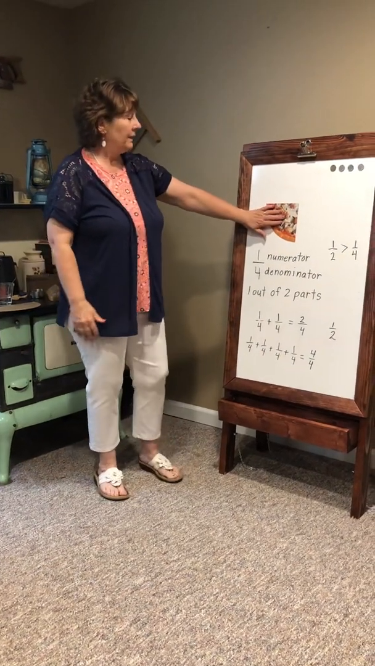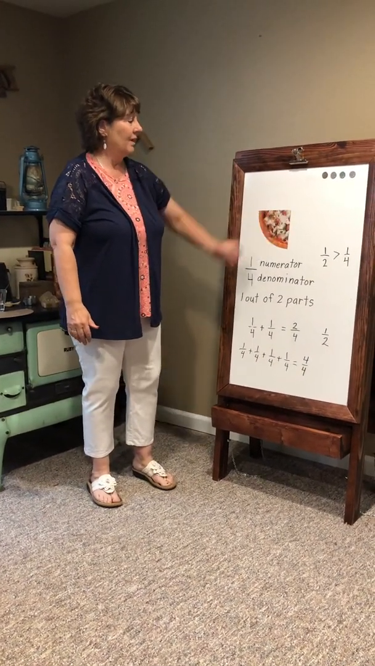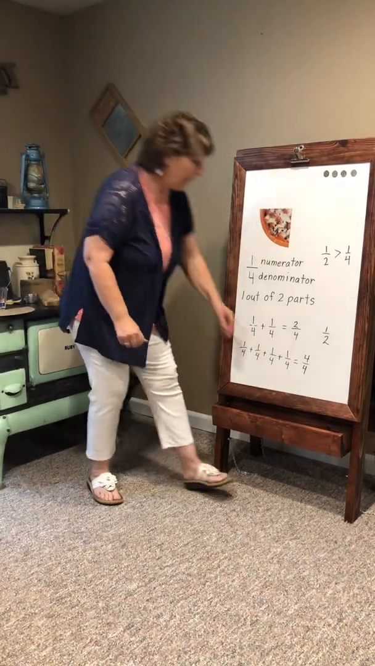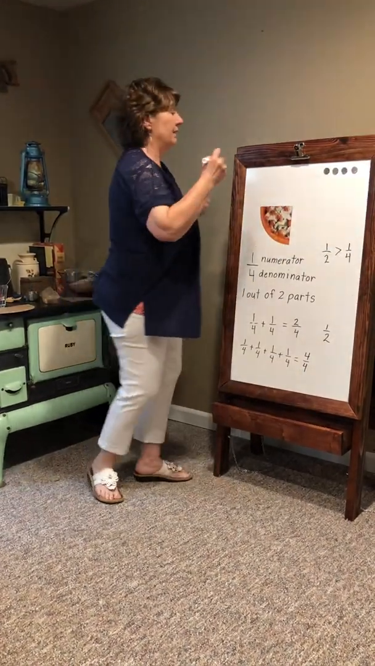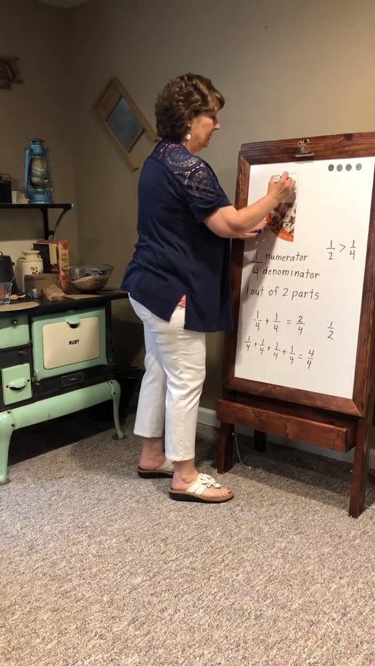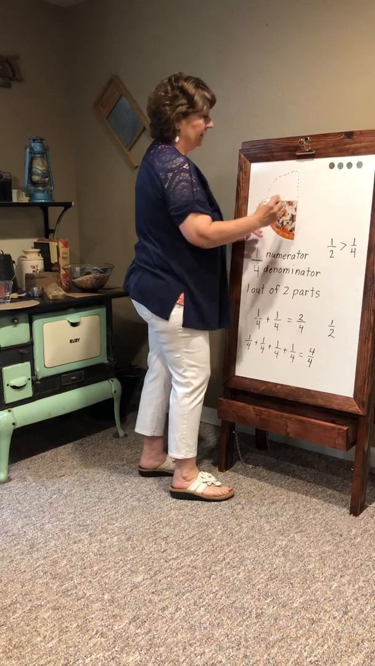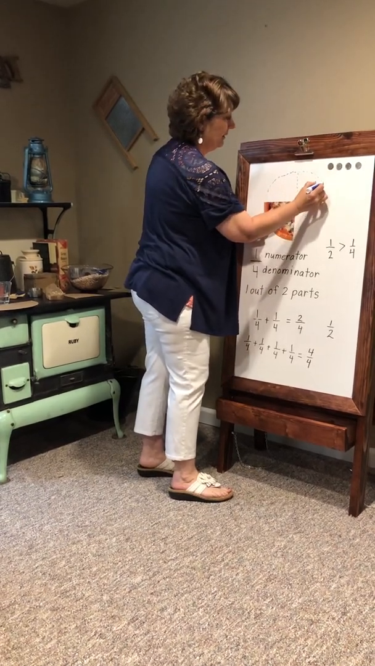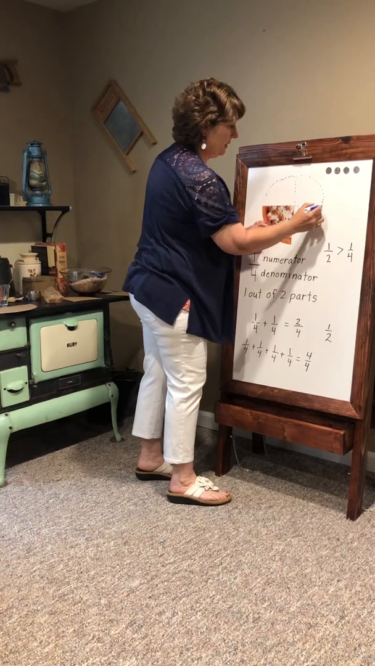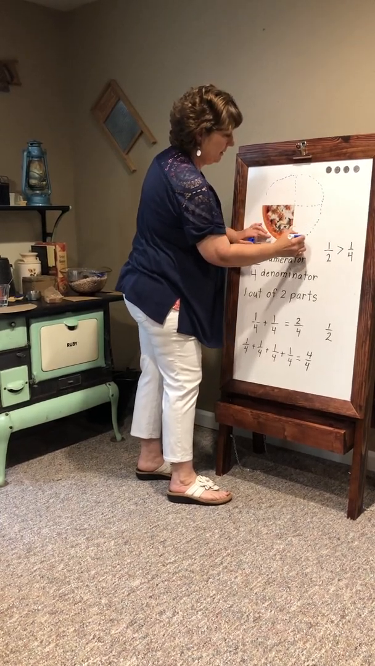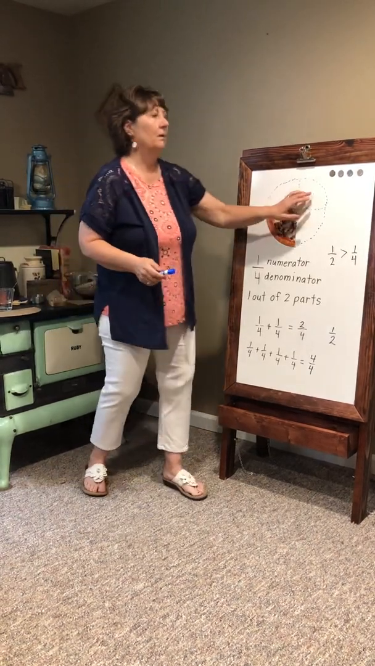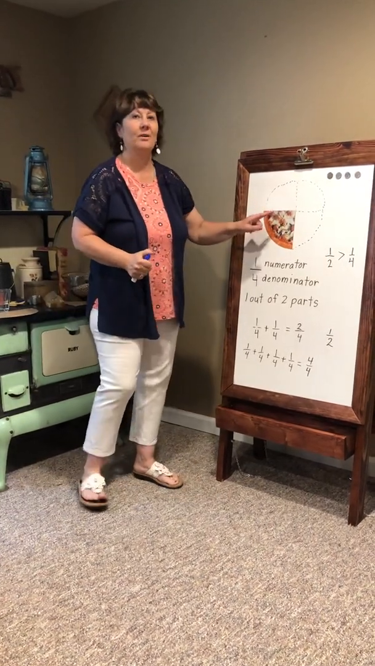If you look up here on my board, I have 1/4 of a piece of pizza. If I were to draw these imaginary lines, that would be another 1/4. There would be another 1/4. And there would be another 1/4. I'm sorry, mine aren't equal because I couldn't draw it perfectly.